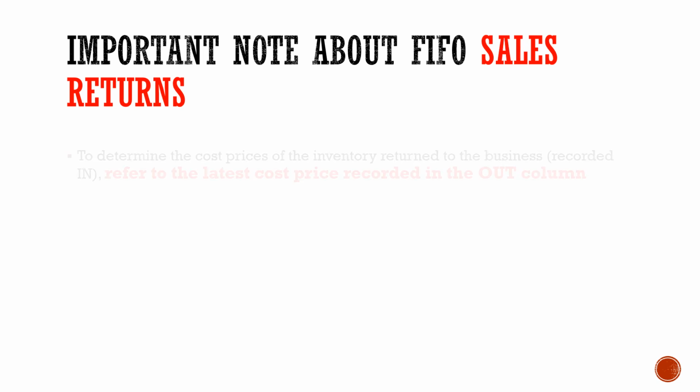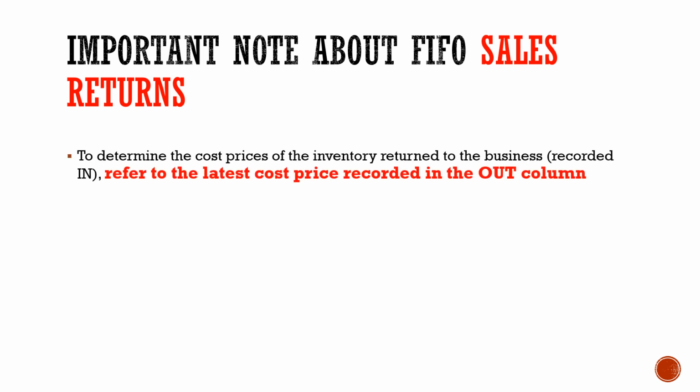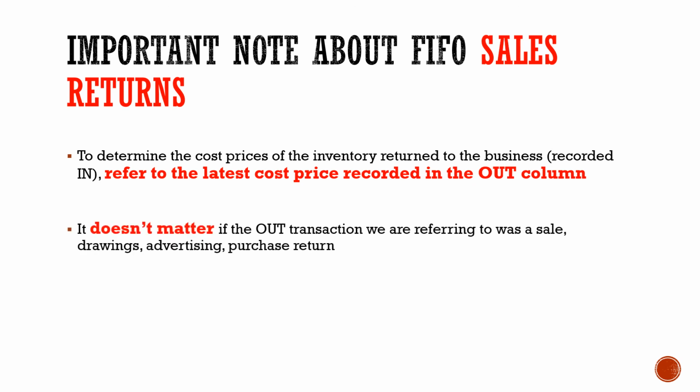In summary, to determine the cost prices of the inventory returned to the business, which is recorded as a sales return in the in column, we need to refer to the latest cost price recorded in the out column, and you work upwards if you must. It doesn't matter if the out transaction we are referring to was a sale, drawings, advertising, or purchase return.